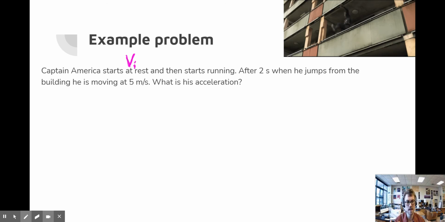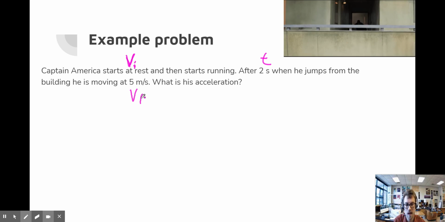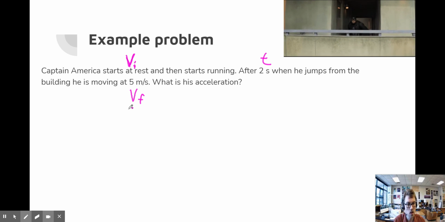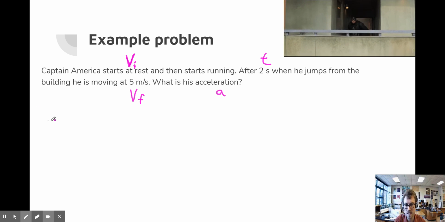So he's starting at rest, and then he starts running, just like we see in the video clip. After 2 seconds, okay, what's 2 seconds? That's our time. He jumps from the building, and after that 2 seconds, he's moving at 5 meters per second. So this is at the end of the acceleration. This would be his final velocity. So the question is asking, what is his acceleration, right? Well, this is a. This is what we don't know. So we're trying to find acceleration.